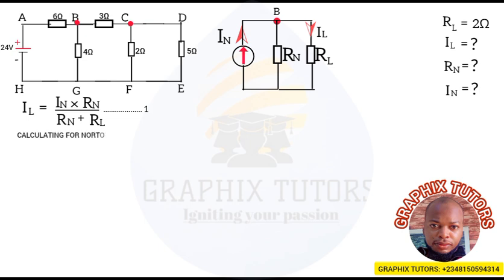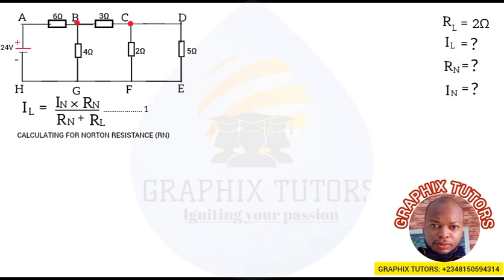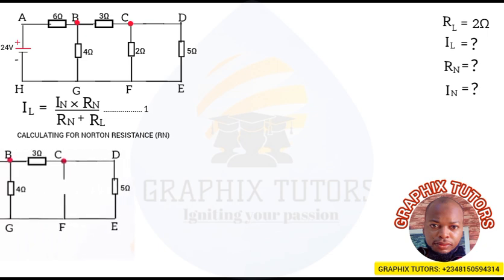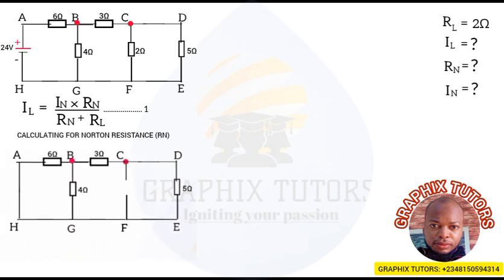So calculating for the Norton resistance, I am going to remove the investigating resistor, which is our 2 ohms. Then I'm going to short circuit the 24 volt voltage source. And this is how my circuit will look. Can you see that? This will now be my terminals A and B.